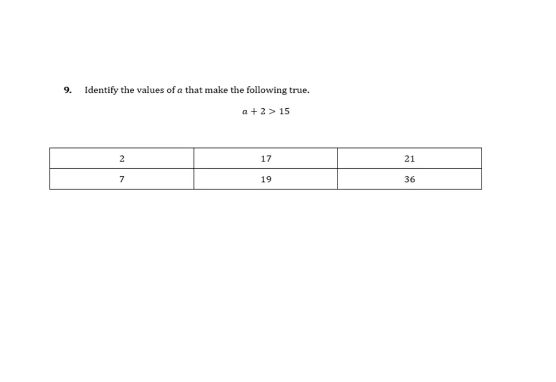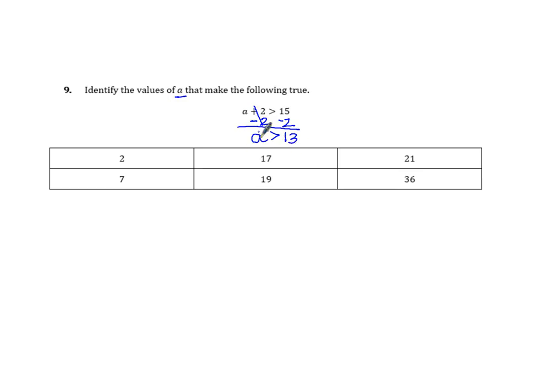Alright, moving on to the last page of our study guide, number 9. It says identify the values of A that make the following true. So these 6 values are given as possible values for A, and they give us the inequality A plus 2 is greater than 15. So you want to first solve this for A. So we're going to say, well, A is being added to 2, so the opposite of plus 2 is minus 2. Our constant was 2. We're getting rid of that by subtracting 2. We do that on both sides. That is going to get us A is greater than 13.